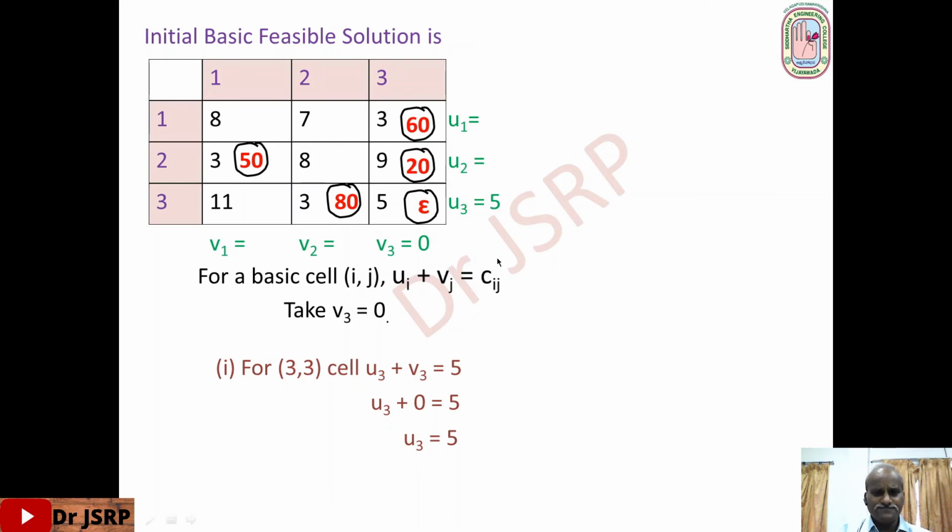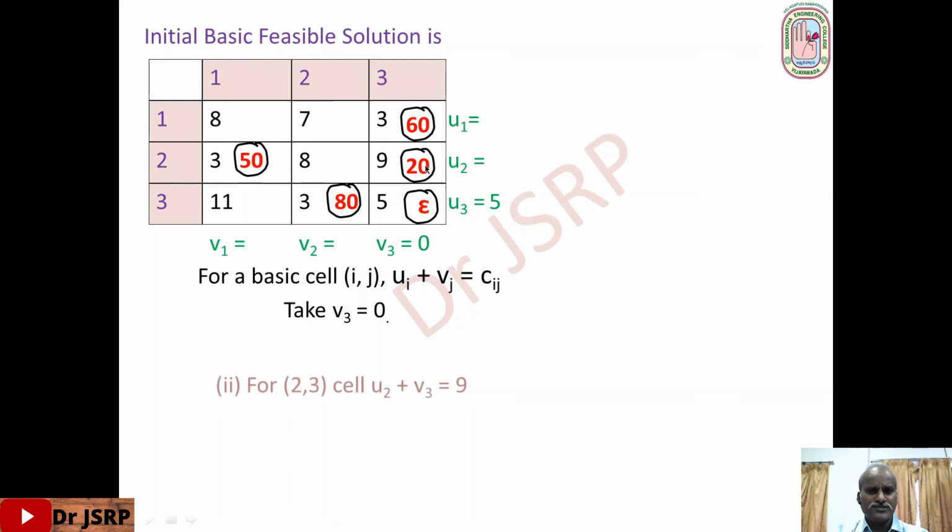Observe this relation: Ui plus Vj equal Cij. If we know one of these two values, either Ui or Vj, then the other value can be obtained by subtracting from the cost. If Ui is known, then Vj equal Cij minus Ui. If Vj is known, then Ui equal Cij minus Vj. Next, consider the 2, 3 cell. For the 2, 3 cell relation, U2 plus V3 equal cost 9. Substitute V3 0. So U2 equal 9.